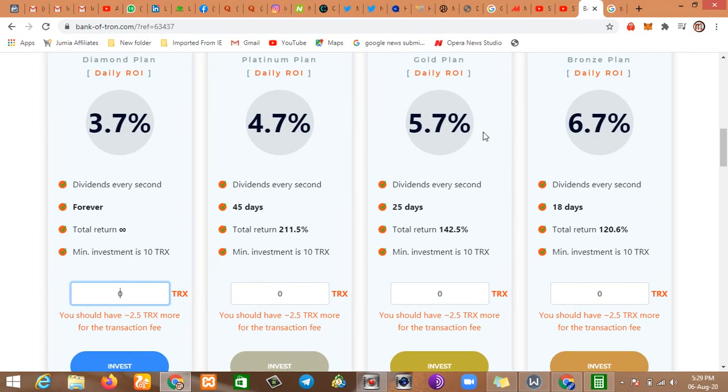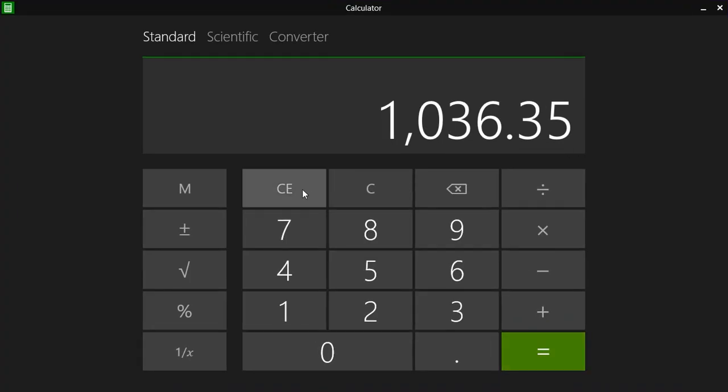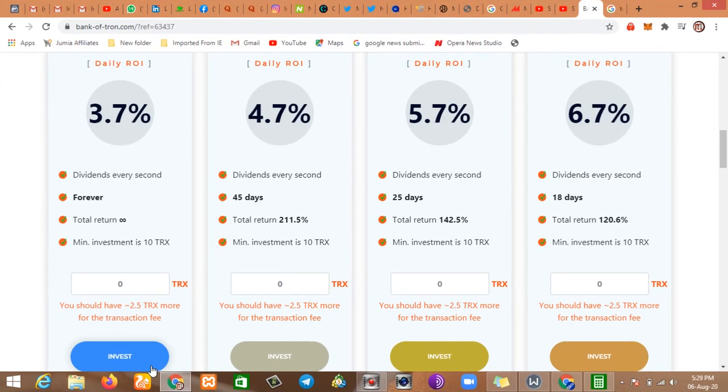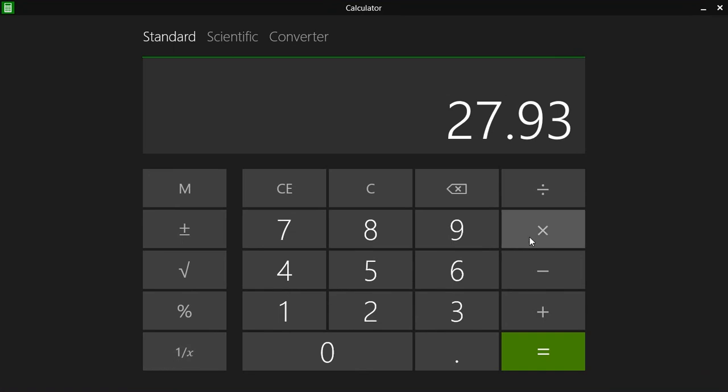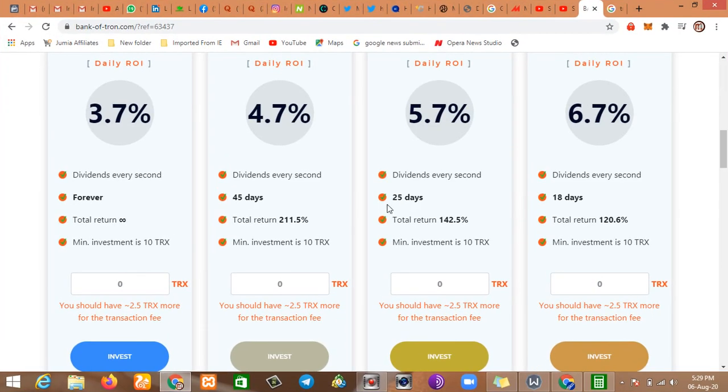The third one is 5.7%. And all of them, the minimum investment is 10 TRX, but this one is giving you 5.7%. So 5.7%, but you're going to get it for 25 days. So just go to our calculator. 5.7 divided by 100, then multiplied by 490, then you're going to get it for 25 days. So let's multiply that by 25 days. That's giving us 698.